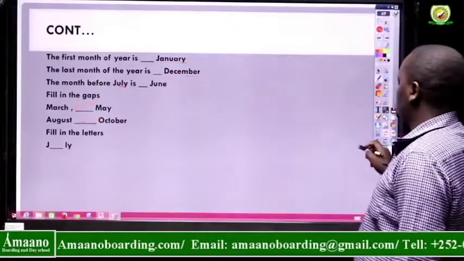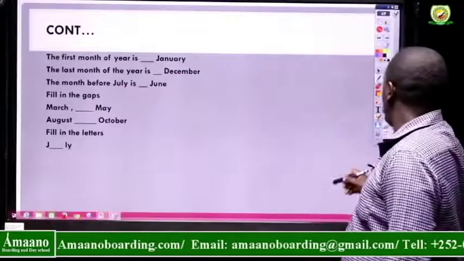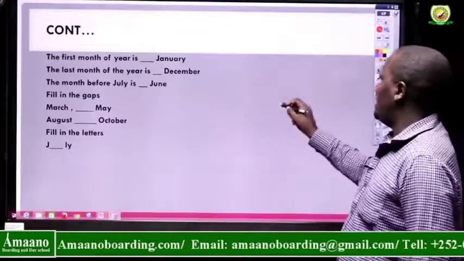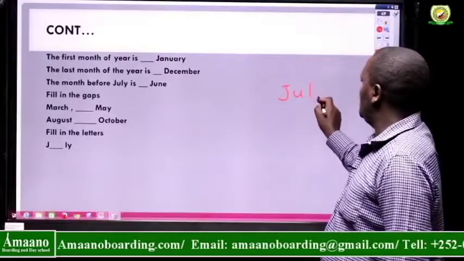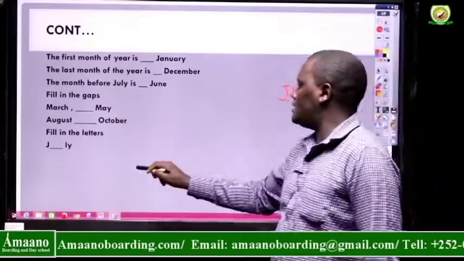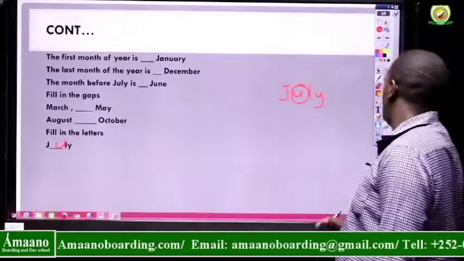Okay, let's go to the next part. Fill in the missing letters. We have these months. July: the one missing there is the letter U, to make this month July.